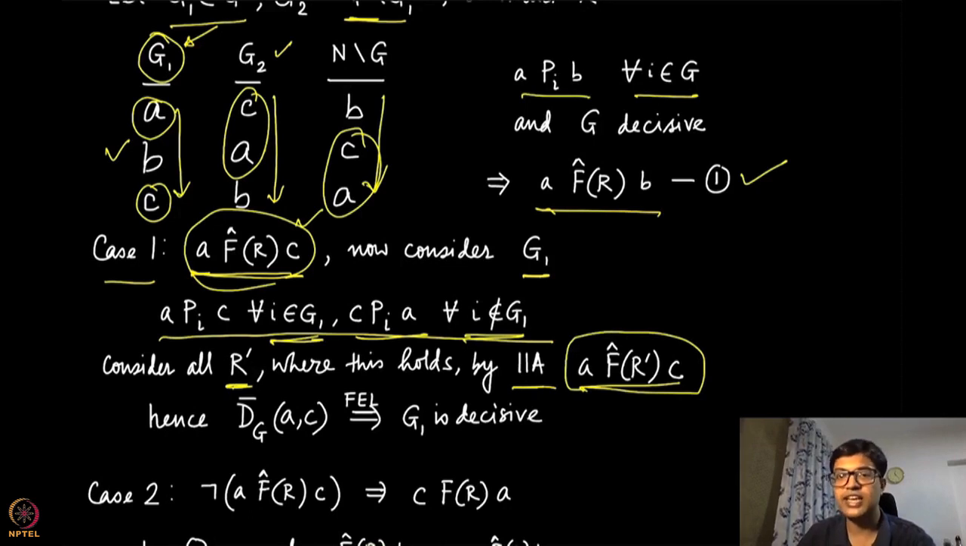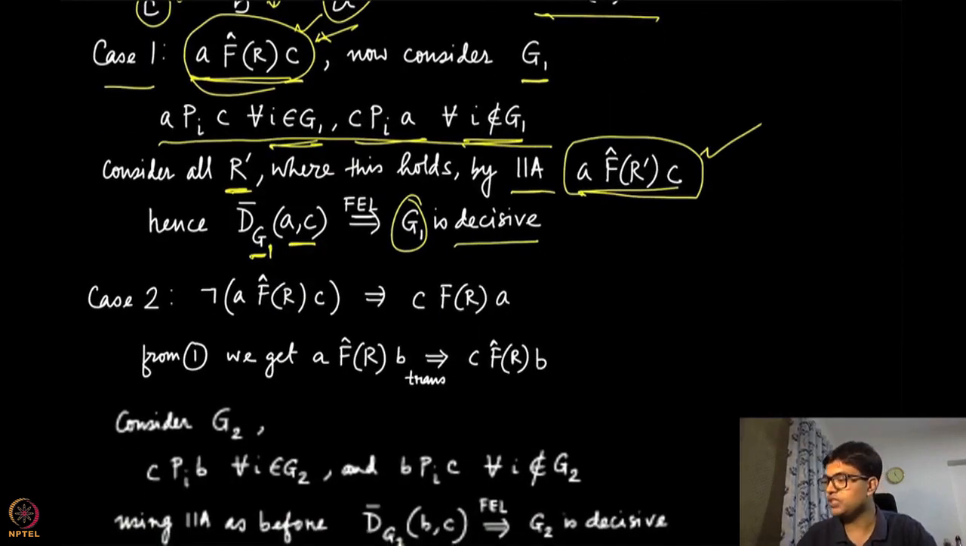So notice that IIA is a very powerful condition. It is looking at all possible preference profiles, and it is connecting them with this preference profile. So we are getting a handle over all possible preference profiles once we have a specific preference profile and a certain kind of outcome. Once that is true, we can say that this set G1 is actually almost decisive over these alternatives A and C. And now we already know the field expansion lemma. Because it is almost decisive between a pair of alternatives, it should be decisive over all pairs of alternatives, which we just say by the name decisive, because there is no such pair of alternatives anymore. All right, so now in case 1, we know that G1 is going to be decisive.